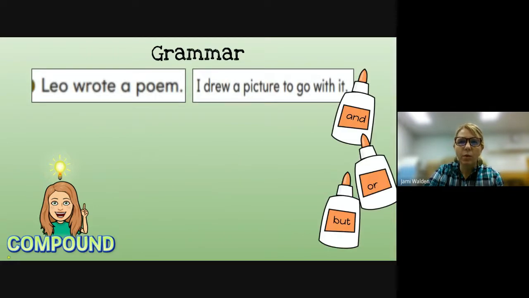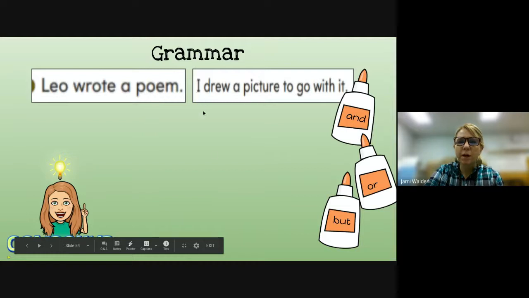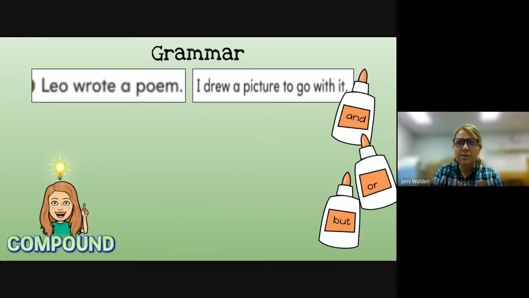Leo wrote a poem. I drew a picture to go with it. So both of these sentences are about the same topic. Instead of having two short, choppy sentences, we're going to combine them to form a compound sentence. Leo wrote a poem and I drew a picture to go with it. Leo wrote a poem or I drew a picture to go with it. We're not given a choice, so that one doesn't really fit.